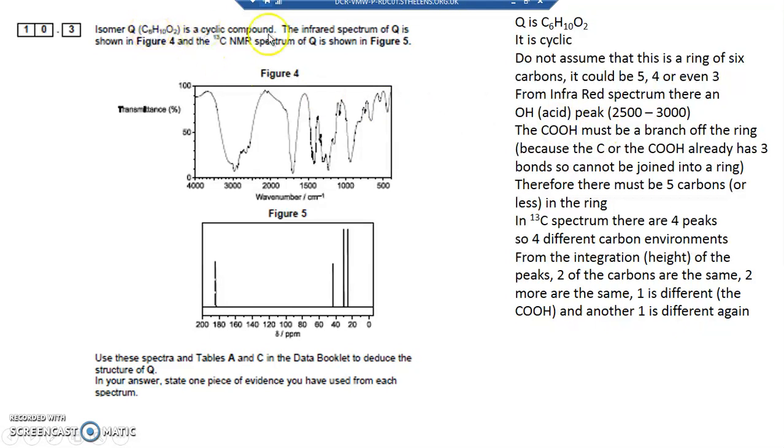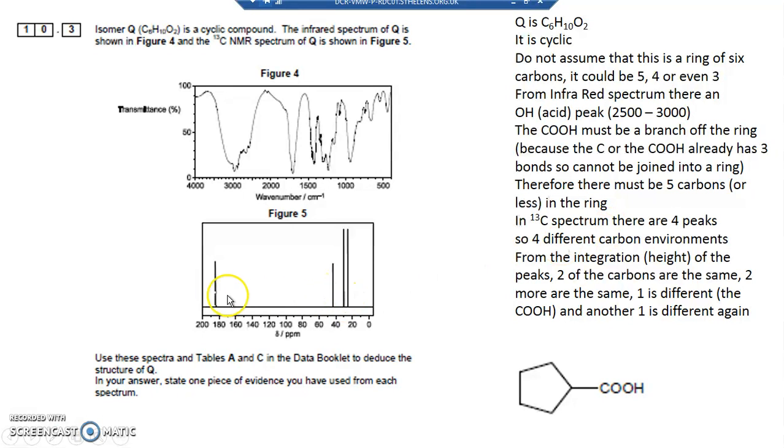Now I've got 6 C's and one of them's in a COOH, so I must have 5 in a ring with a COOH off that. So I think I've got something looking like that: 5 carbons in a ring and a COOH off that. Let's just check out the carbon-13 spectrum.